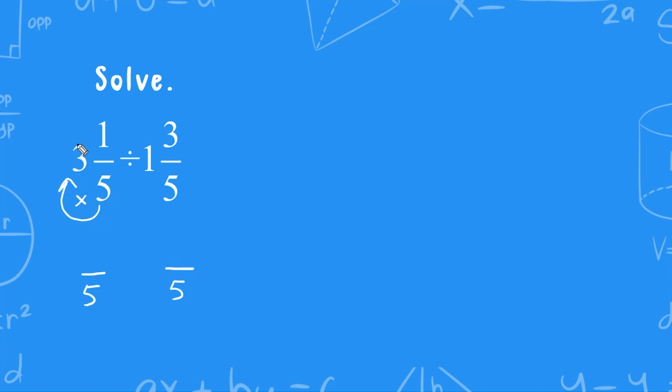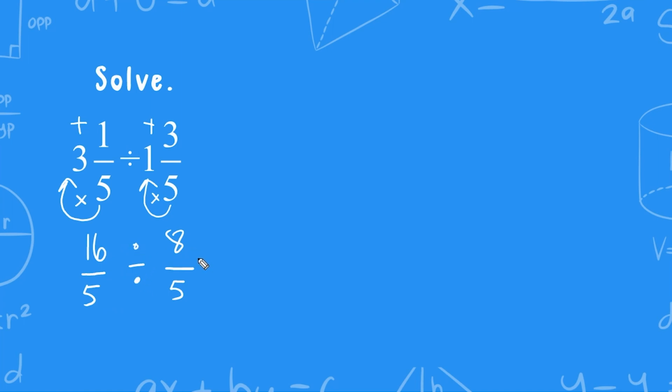And then we take that product and add the numerator to that. So for this fraction, we do 5 times 3, which is 15, plus 1 more is 16. And right here we do 5 times 1, which is 5, and 5 plus 3 more is 8. So we have to divide 16/5 by 8/5.